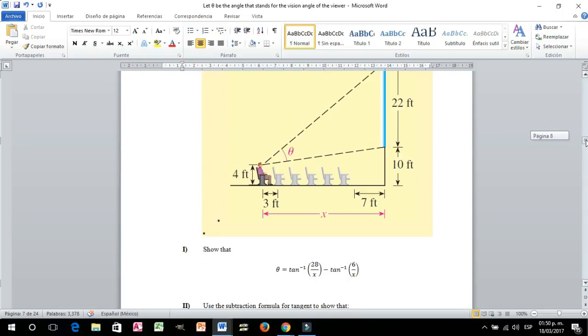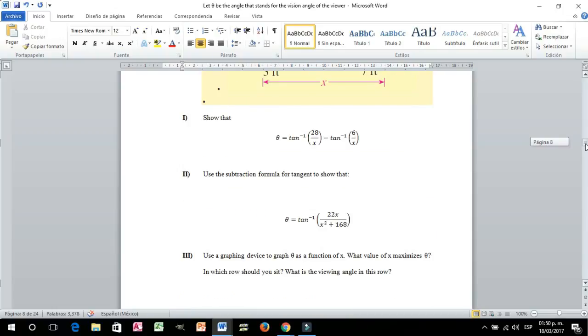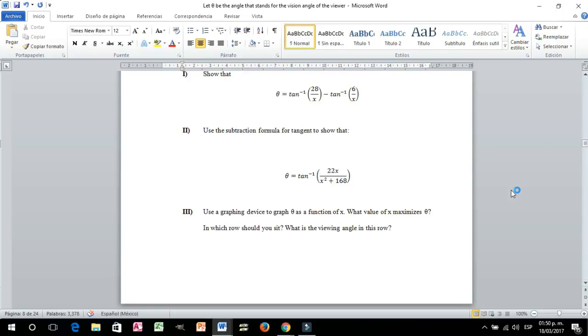On the first problem, as shown in the diagram, it is asking us where to sit in the rows to get the maximum value of theta with these variables. The first row of seats is 7 feet from the screen. The screen measures 22 feet and is 10 feet above the ground, and the point of view is 4 feet above the ground. The problem asks us to demonstrate this formula, also this subtraction formula, and finally to graph the function.